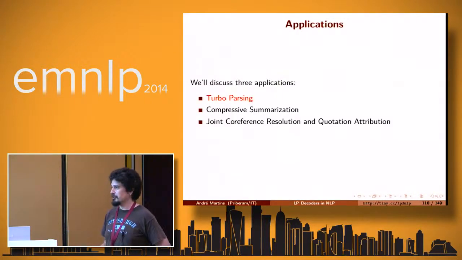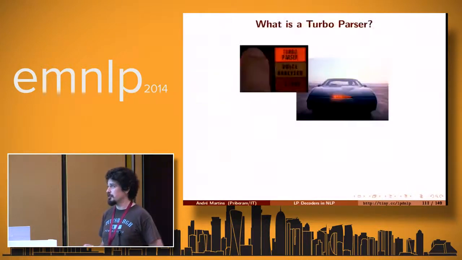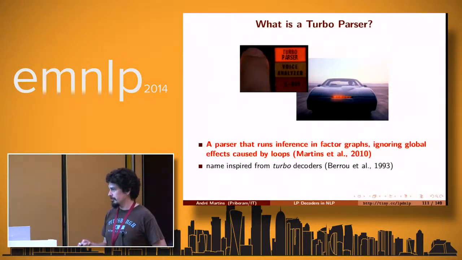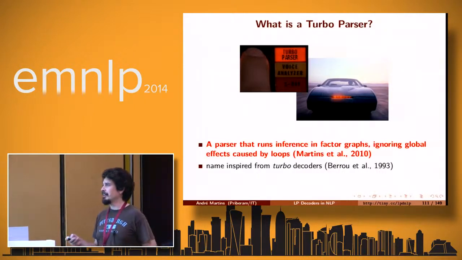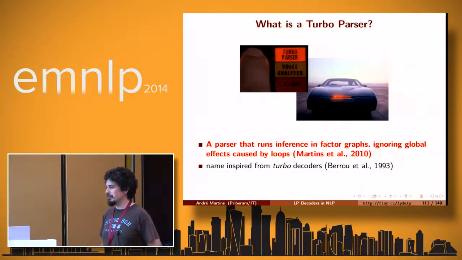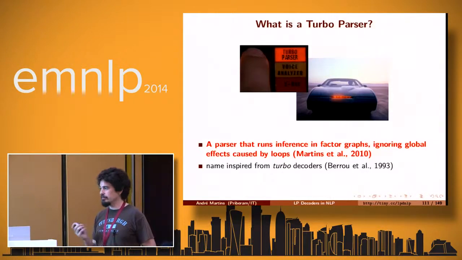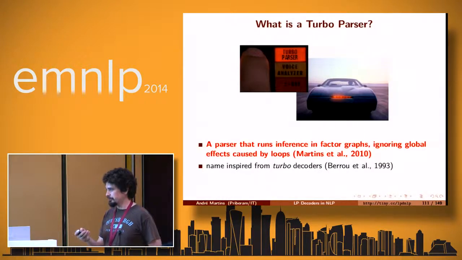All right, so let's see some real problems. The first application that we're going to discuss is applying AD3 to dependency parsing. This is another toolkit that we have called TurboParser. The name TurboParser has nothing to do with speed. It actually comes from something used in communication theory called turbo decoders, which is a kind of decoder, in a way similar to the LDPC codes that I showed you in the beginning.